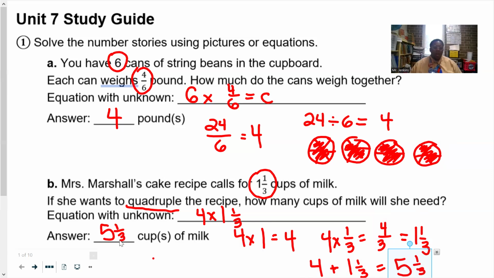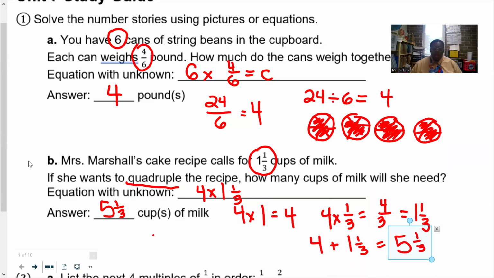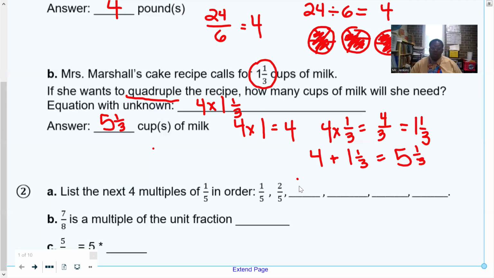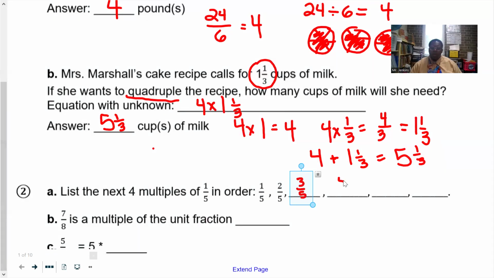5 and 1/3. All right, now these next few problems we're going to go through fairly quickly, because this is just review. The next 4 multiples of 1/5: they've already listed 1/5 and 2/5. Now we're just going to continue the pattern. Next would be 3/5, then 4/5, 5/5, which is equal to 1 whole. And then the next one would be 6/5, which would be 1 whole and 1/5.